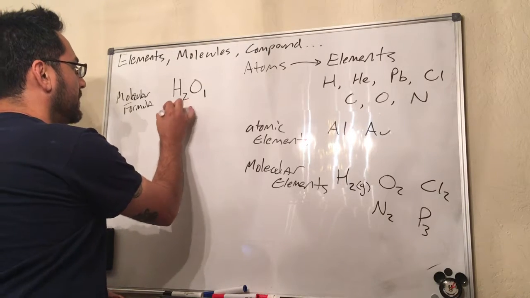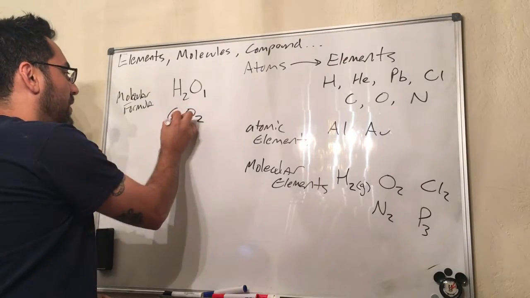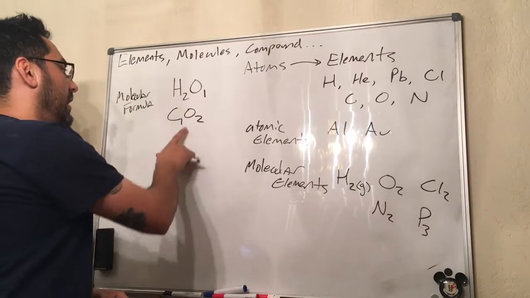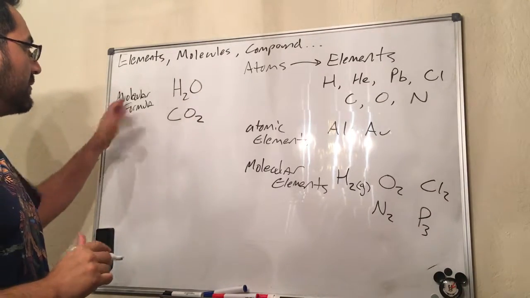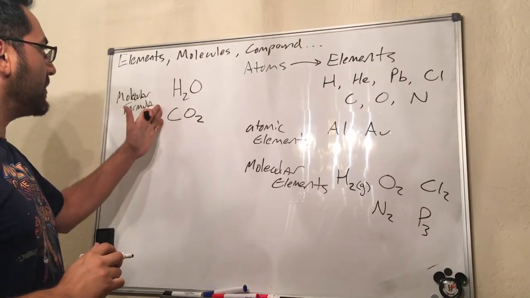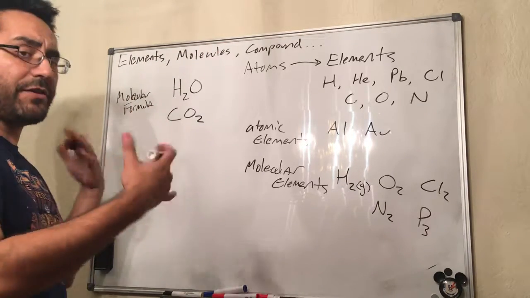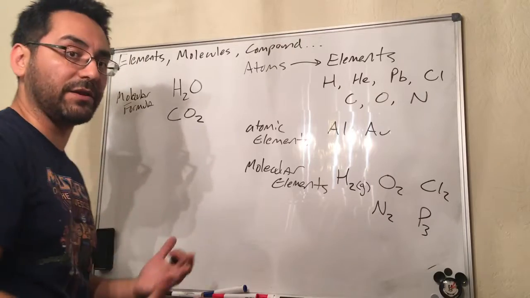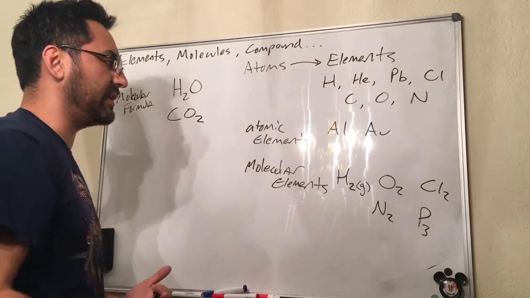Or CO2, carbon and two oxygens. Again, there's one carbon. You could put the one there, but we tend to leave it off whenever we can. So these are molecular formulas, and these are also molecular compounds. Or they're just compounds, or they're just molecules. I know it's kind of hard to explain.